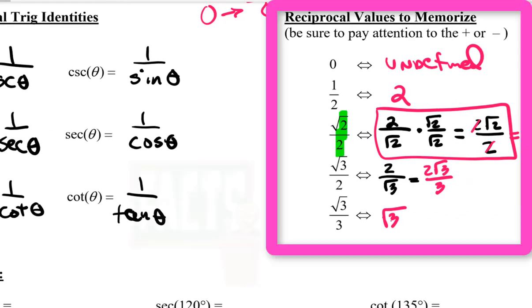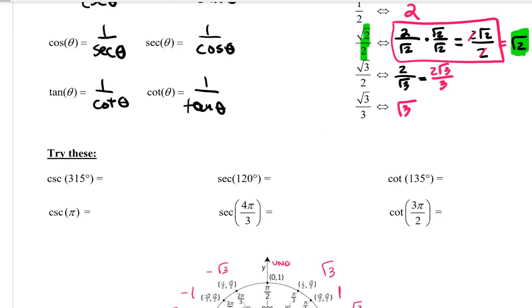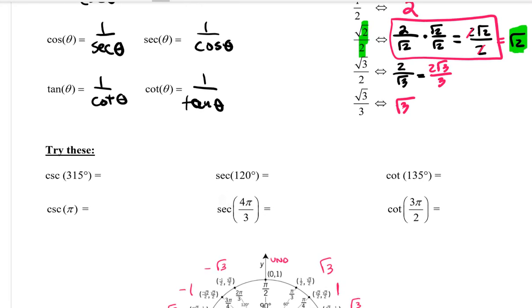But again, these reciprocal values around the unit circle, make sure you have those memorized because that is going to be key as we take a look at these next problems, problems 7, 8, and 9, and then 10, 11, and 12. Again, we're just hunting around the unit circle for these values, but we've got to know which function is the reciprocal for that.